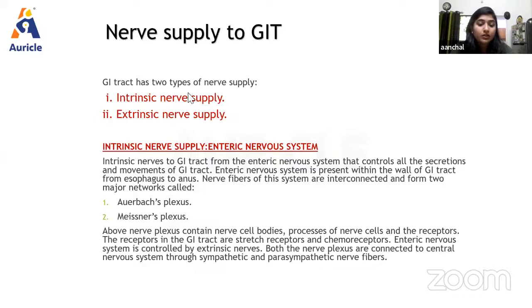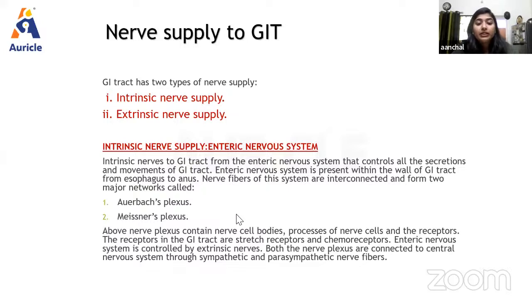No answer. So Auerbach's plexus is responsible for increasing motility and Meissner's plexus is responsible for increasing all the secretions. Secretions, for example, gastric juice secretion, pancreatic juice secretion, succus entericus secretions. Okay, so don't worry. Day by day, as we go through the stomach, large intestine, small intestine, you will get to know what these secretions are and why they are so important and what their basic role is.